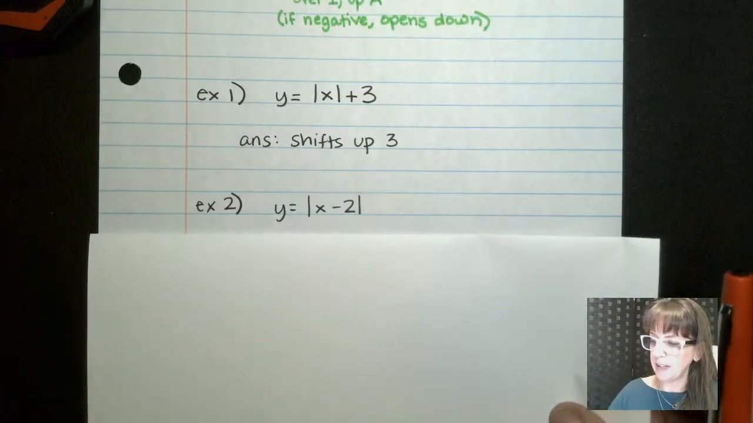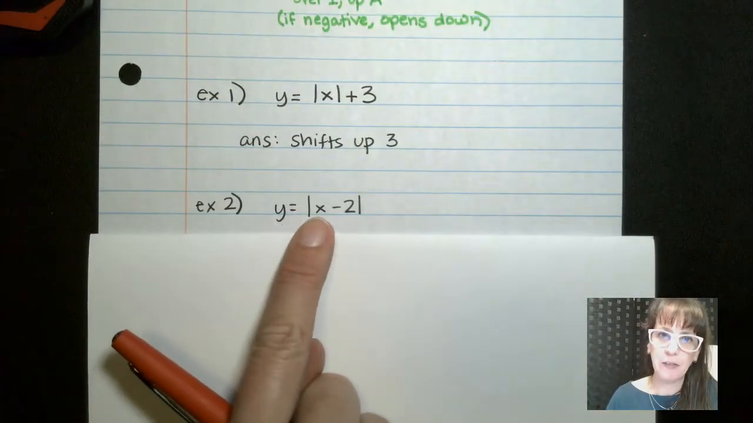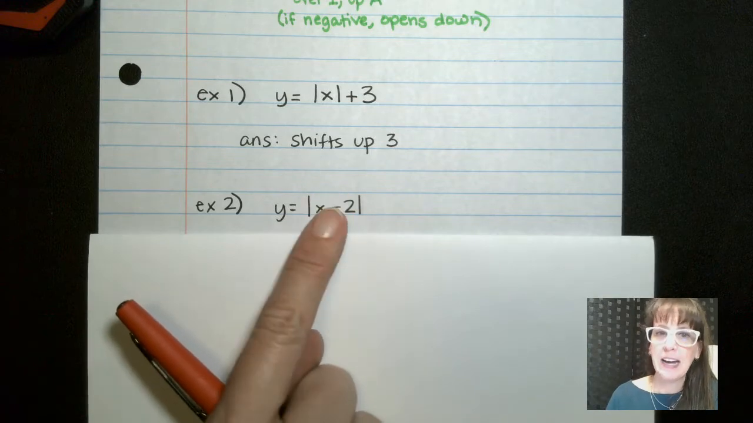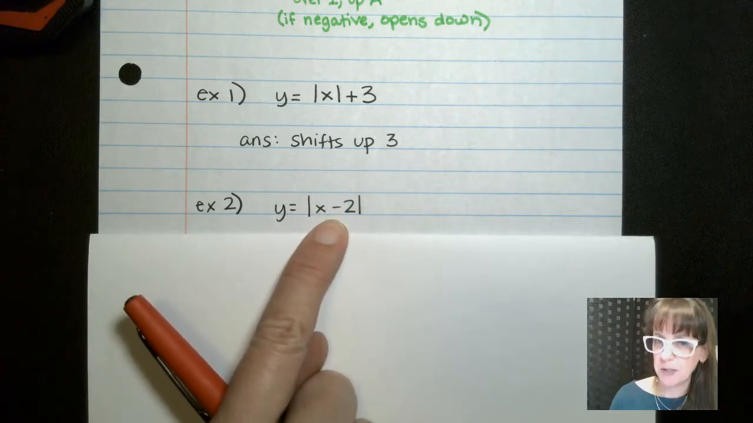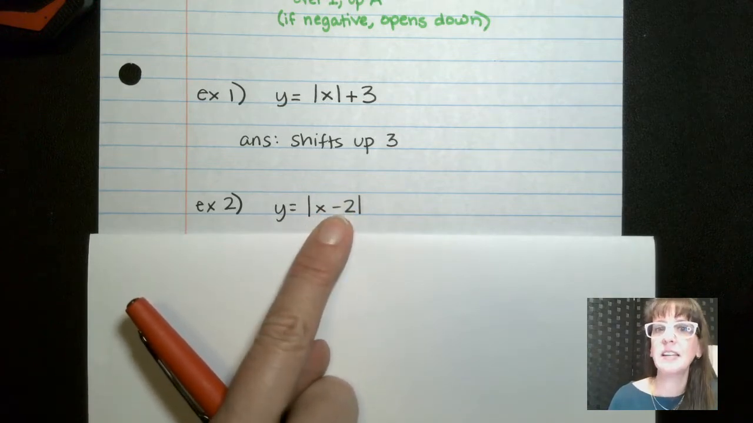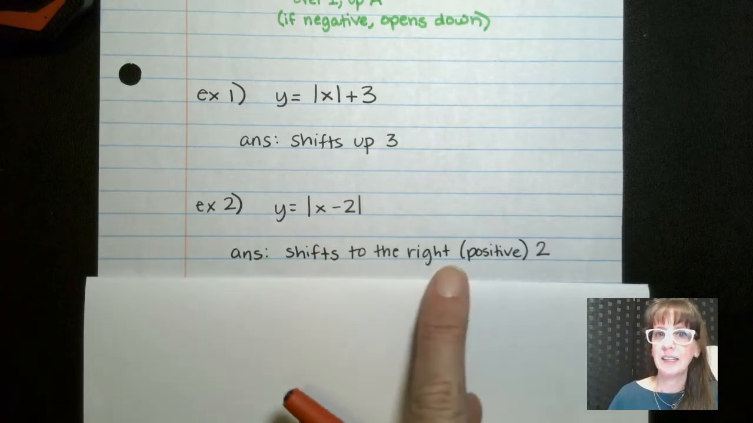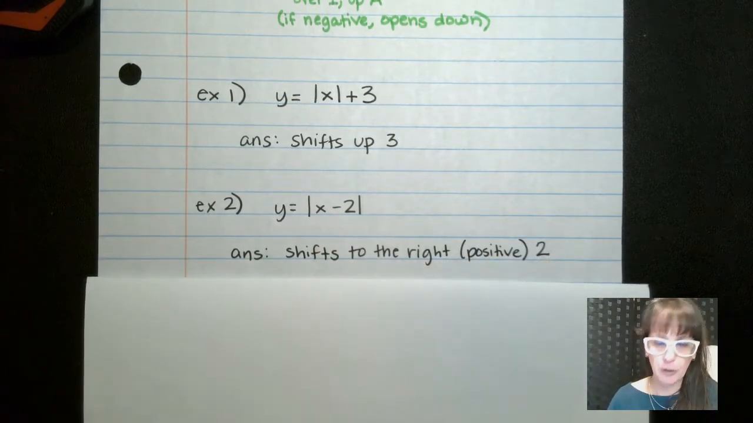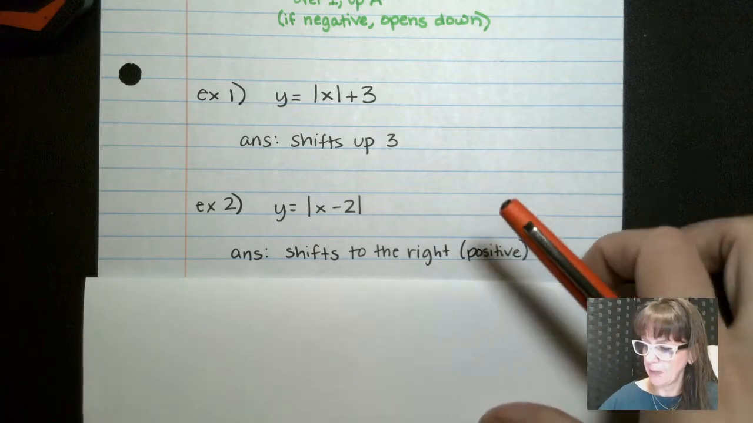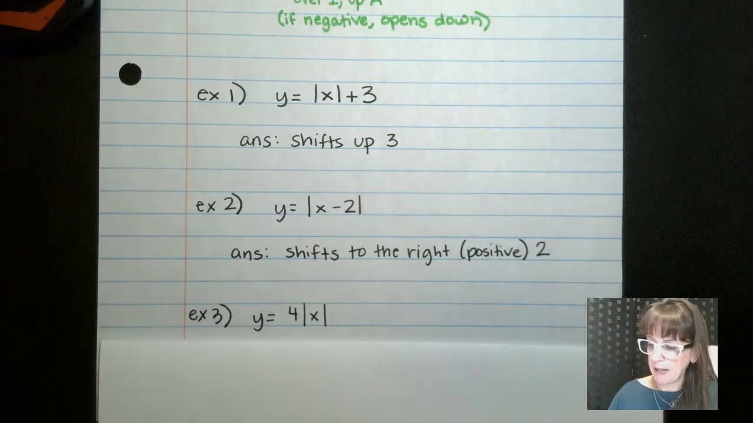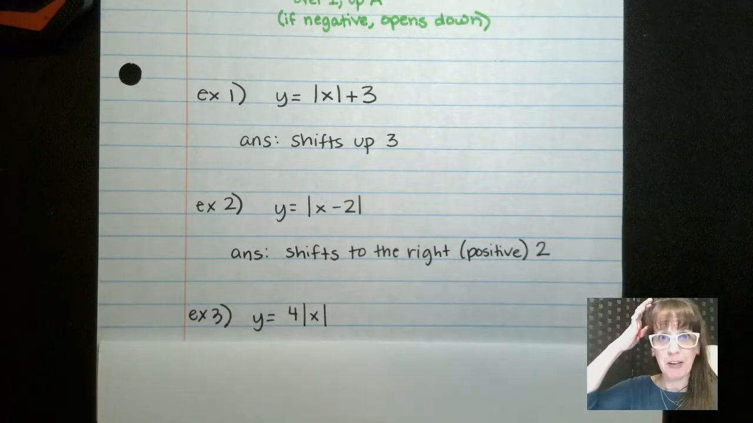The next one, y equals the absolute value of x minus 2. Now, this one is attached to our x, so we do the opposite. This is going to go in the positive direction 2, which on your graph means it's going to go to the right 2.